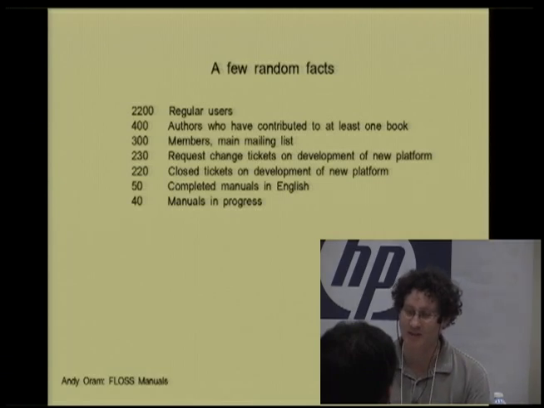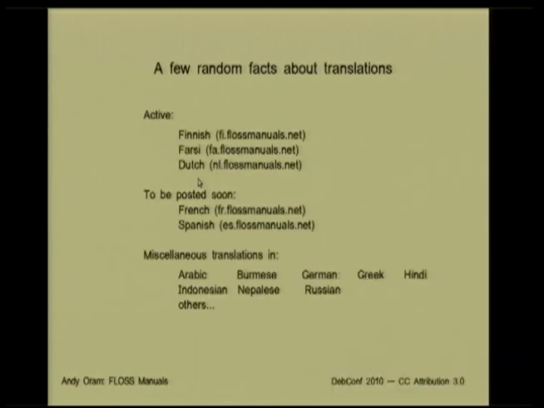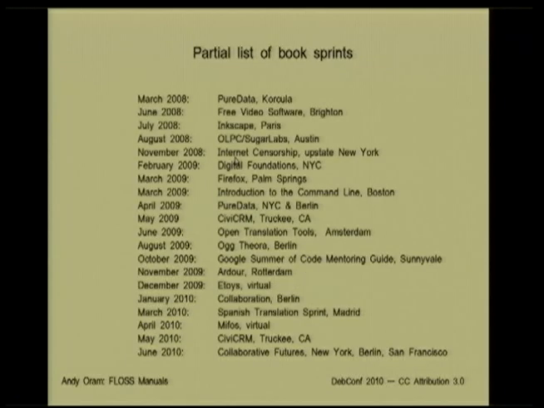All these other things mean something. I actually think that the request change tickets, that's a very low number. That's what I saw when I looked at their bug reporting site. And 50 manuals in English. Here are some of the translation sites. As you can see, some people have actually set up entirely their sites at particular countries for their translations.